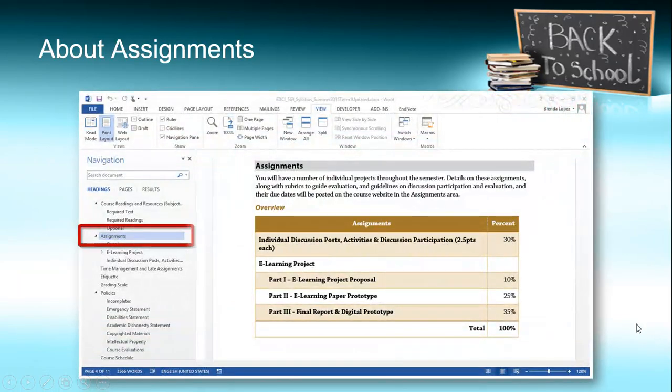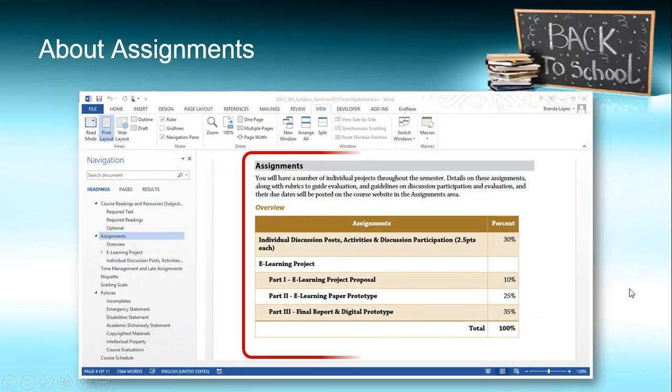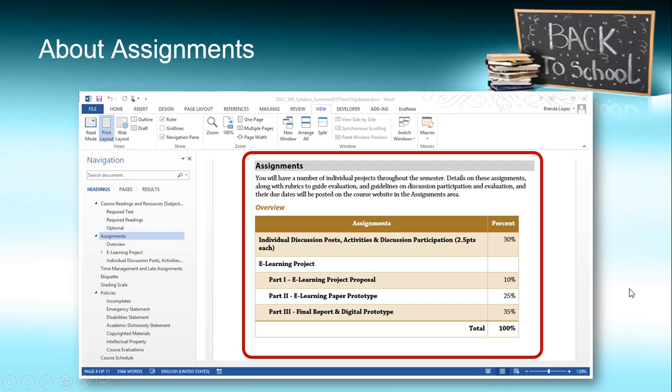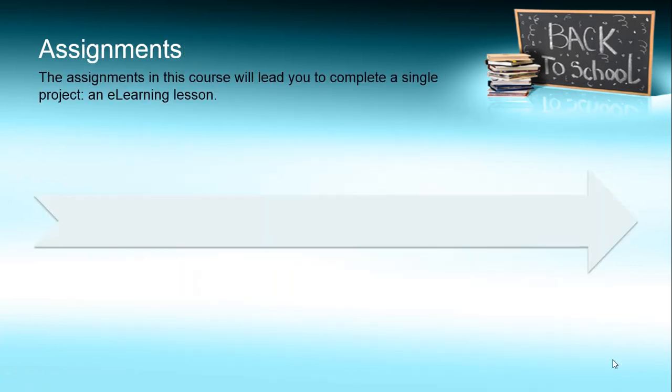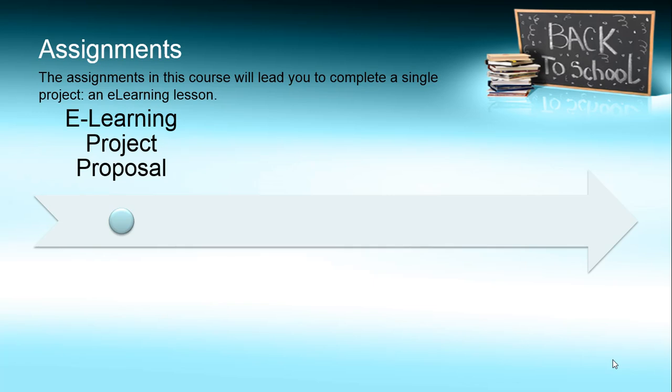If you go on the course syllabus and click on assignments, you'll be able to access all the information about the assignments in this course. All the assignments in this course will lead you to complete a single project, and that is going to be an e-learning lesson. So the first assignment is going to be an e-learning project proposal.